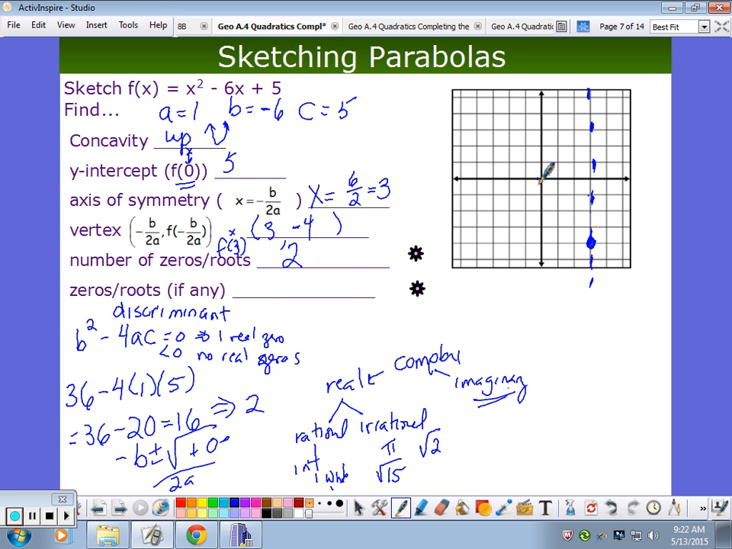Oh, I forgot to do my y-intercept. 1, 2, 3. I just want to graph my y-intercept, because I know this is a line of symmetry. 1, 2, 3. There's going to be one on the other side. Again, I'm just looking for little guide points. And now we have to find our zeros.